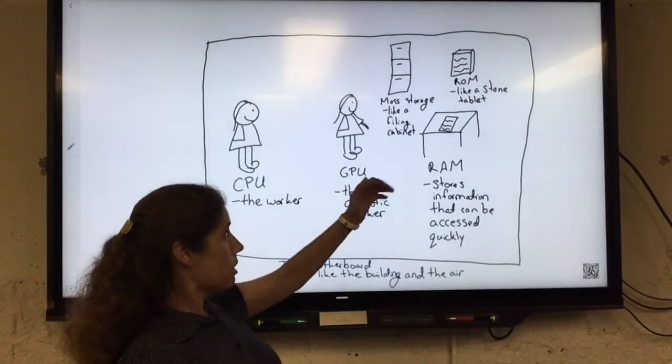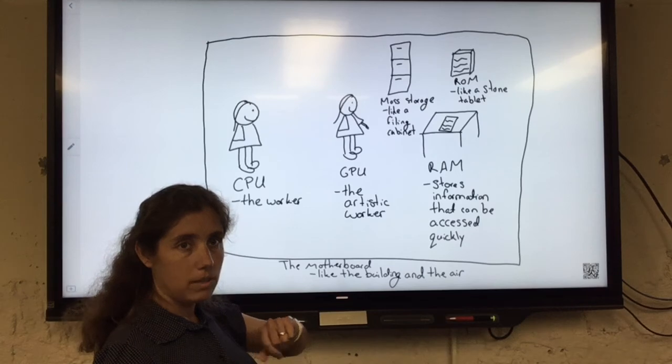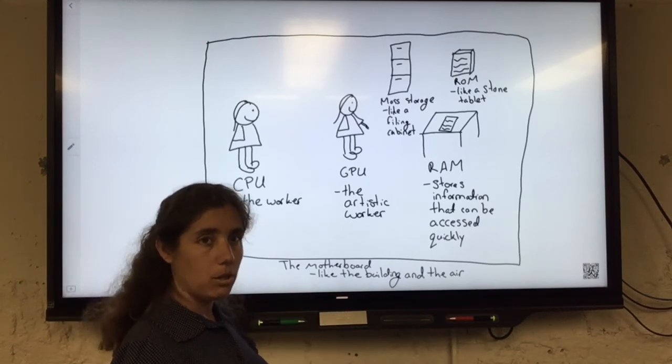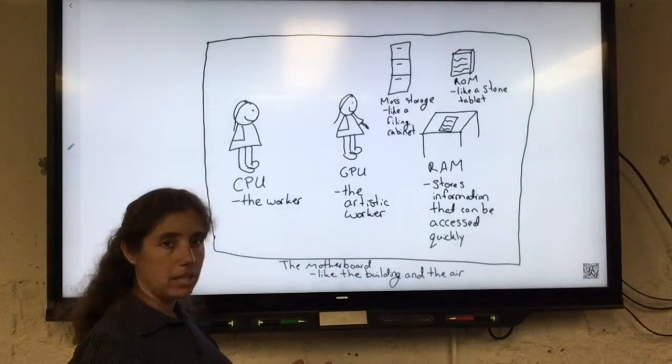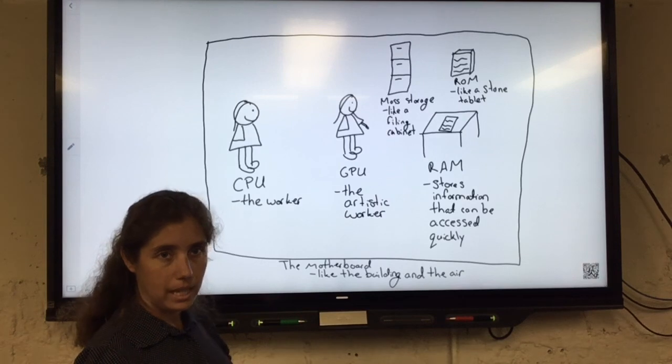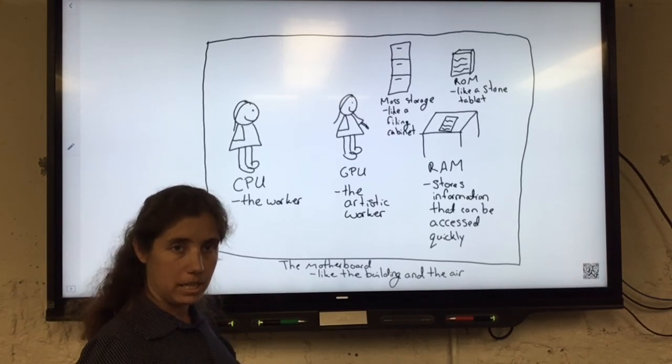The ROM is like our tablet of stone. It can't be changed once the instructions are carved in it. So when you get your computer, the ROM already has some instructions carved into that stone tablet. And then tying everything together is our office building and the air in it. So our motherboard holds all of our components together and lets them communicate.